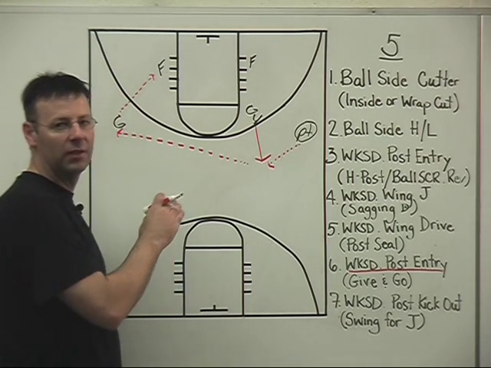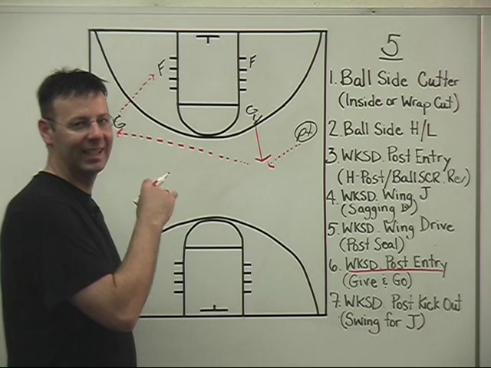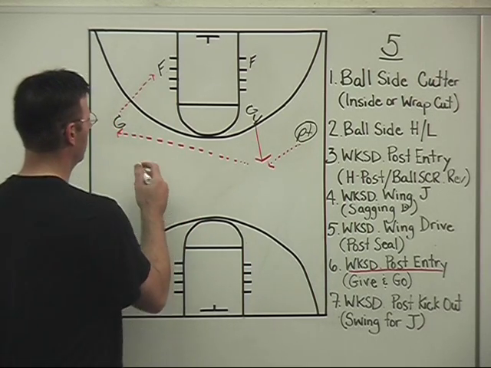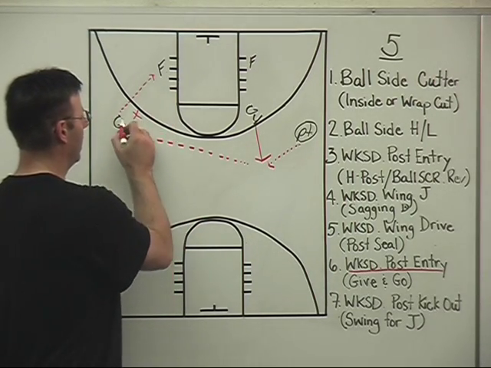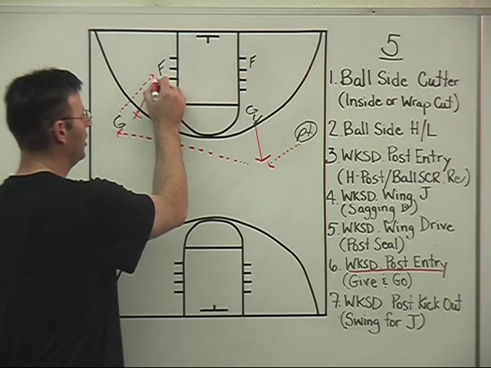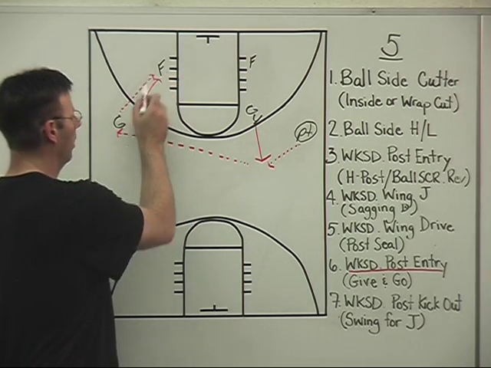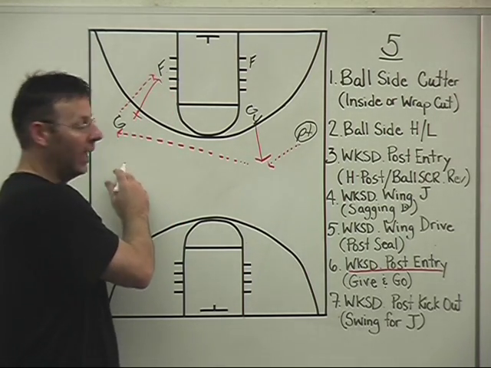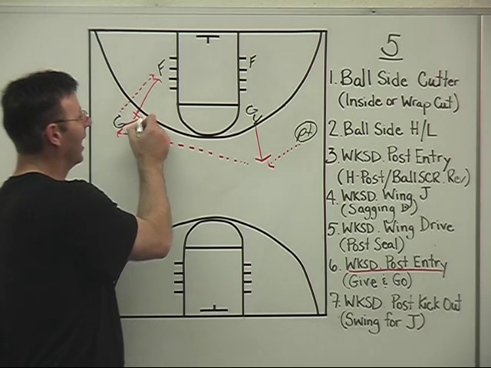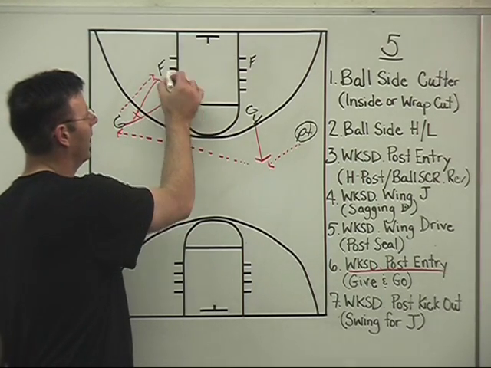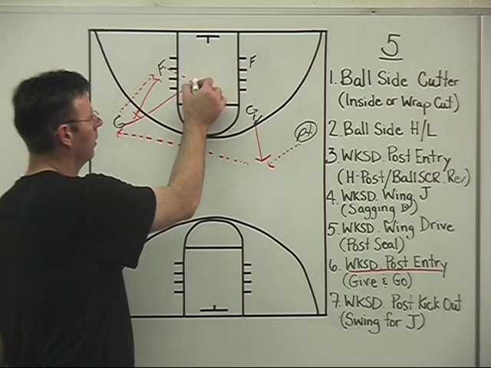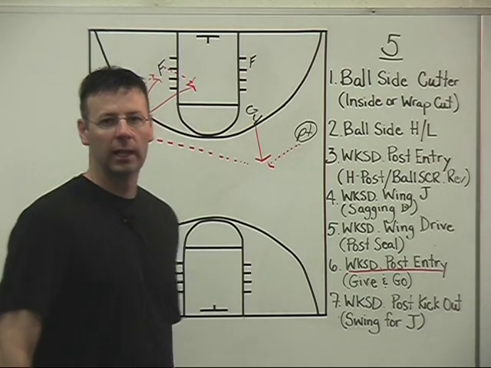You're going to beat them on the give and go if they turn and collapse without vision. So if I've got a defender here and we go inside and he turns with no vision, we'll go ball, we'll go post entry on the wing, we'll run the basket cut and have a nice give and go right here for a finish in the lane.